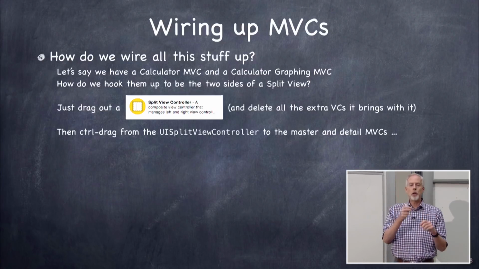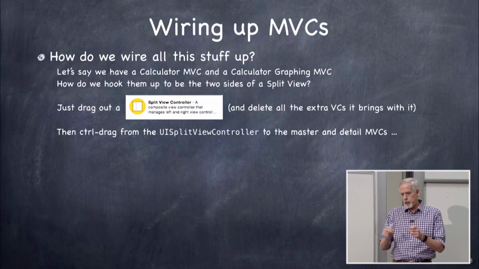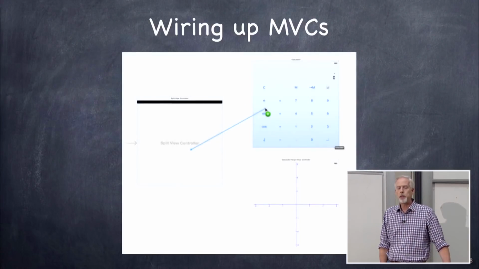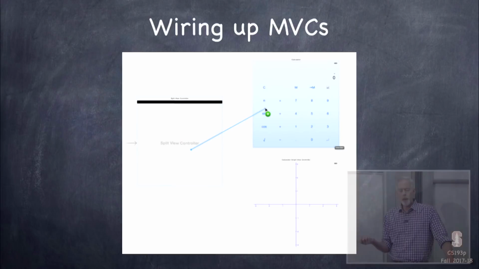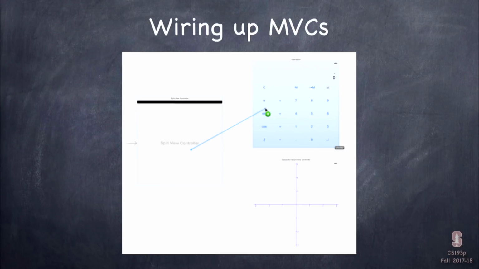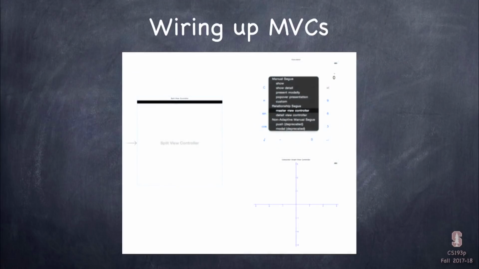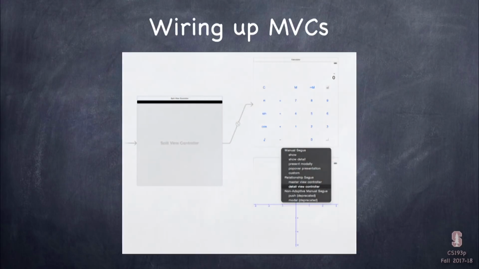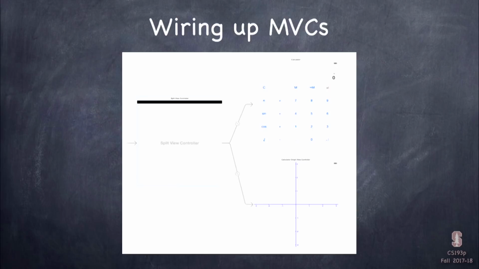Same thing with a tab bar controller. We drag it out, and then we just control drag to each of the MVCs in there. Navigation controller is a little bit different, and I'll show you that in a moment. So this is what it looks like approximately in Interface Builder. Here's the calculator again. I dragged out a split view controller there on the left. I just control drag to the master. I choose master view controller from the thing that pops up. I control drag it to the other one. I choose detail. Bam, I've got a wired up split view controller right there.